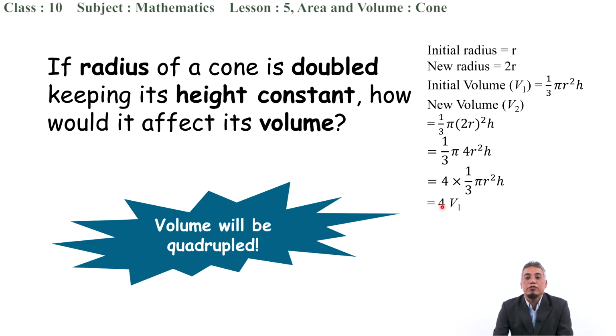That means 4 times the initial volume. And this calculation concludes that if you just double the radius of a cone, keeping its height unchanged, its volume will be quadrupled. That means it will be 4 times the initial volume. Okay, let's move to another question.